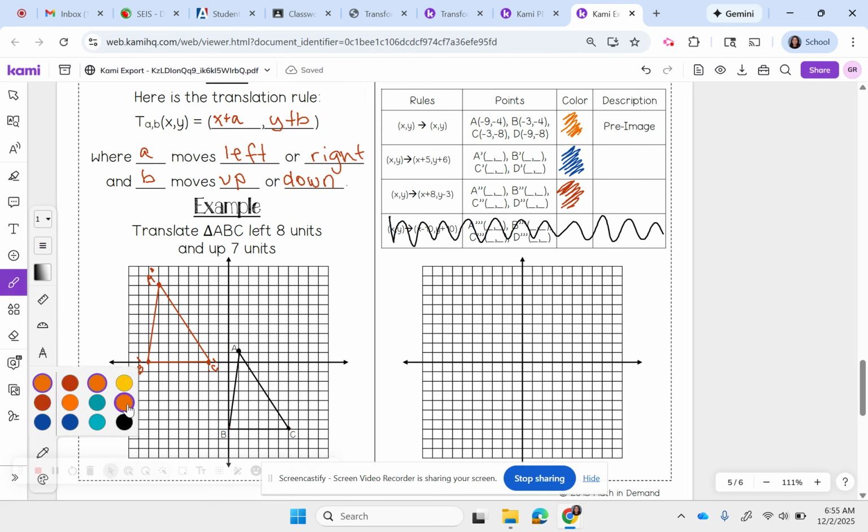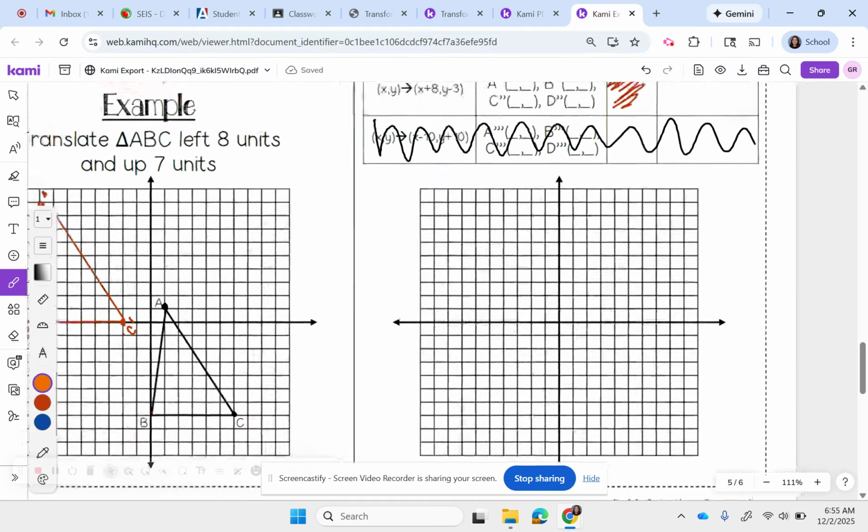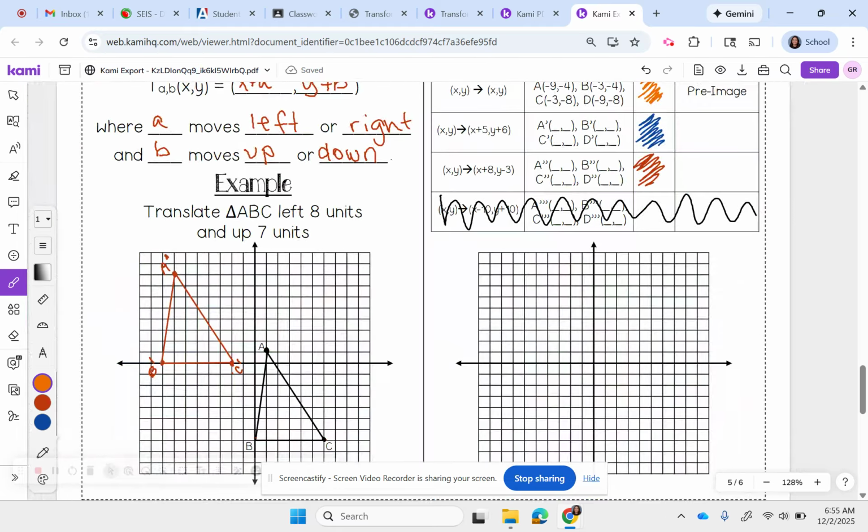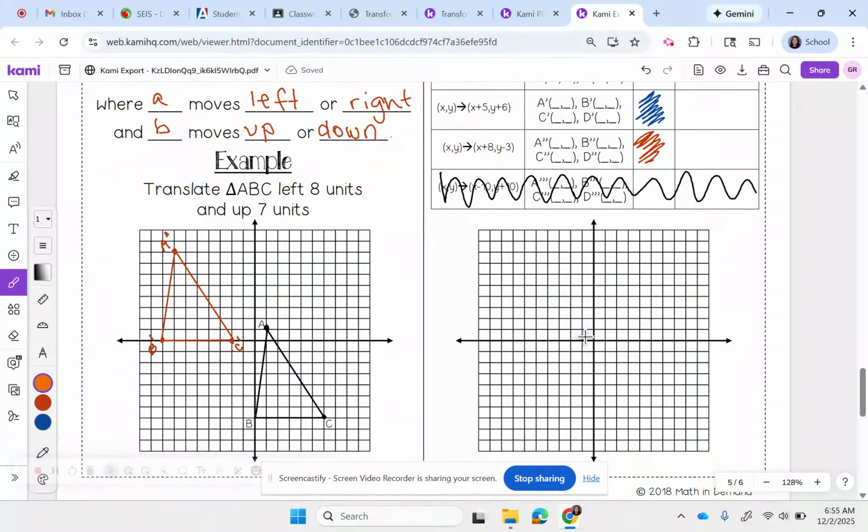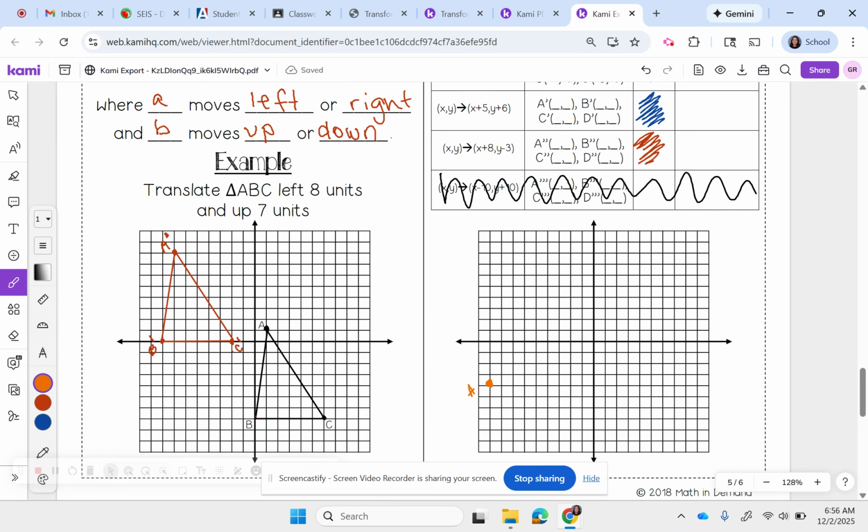So we are starting with orange. My first point is -9, -4, okay? So I feel most of you guys were comfortable with the graphing. So I'm going to go left. Negative is left. So 1, 2, 3, 4, 5, 6, 7, 8, 9. And then I'm going down 4. 1, 2, 3, 4. That's A. This is my pre-image, so I'm not adding any apostrophes here.